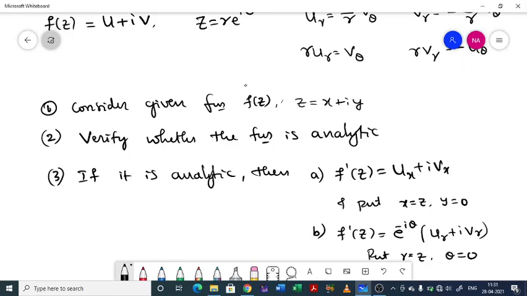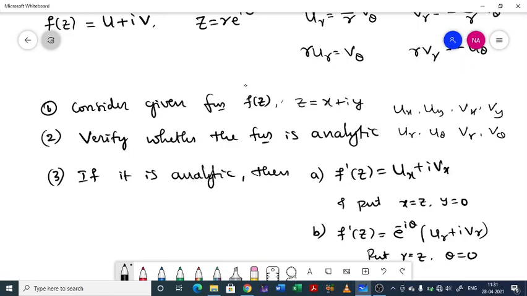That means you have to find its derivatives u_x, u_y, v_x, v_y if it is in Cartesian form, otherwise you have to find u_r, u_theta, v_r, v_theta. Then check the CR equations: u_x equal to v_y and u_y equal to minus v_x, or r u_r equal to v_theta and minus r v_r equal to u_theta. Check that condition. If the condition is satisfied, the function is analytic, so you can continue further. If that condition is not satisfied, then the function is not analytic, so you cannot find its derivative. You have to stop the procedure there.